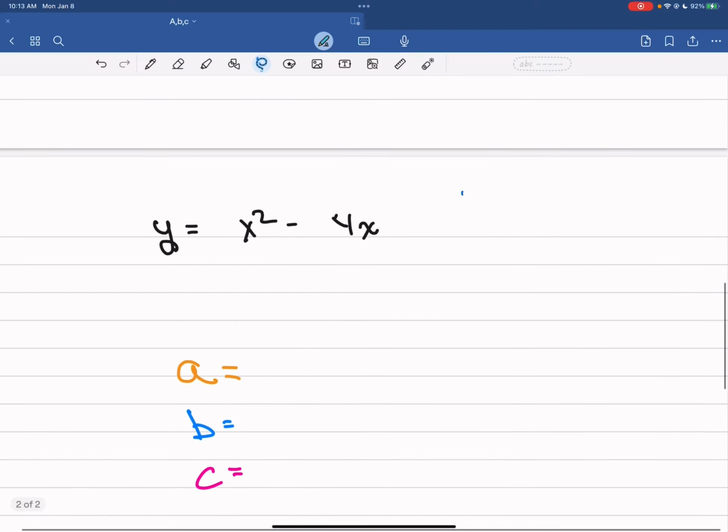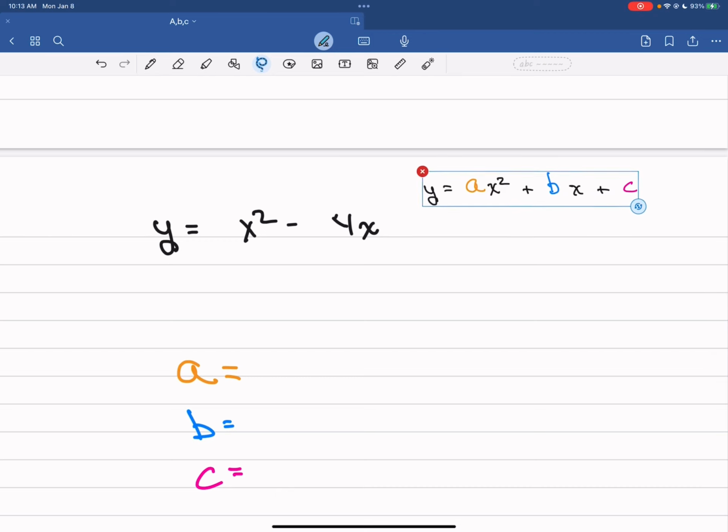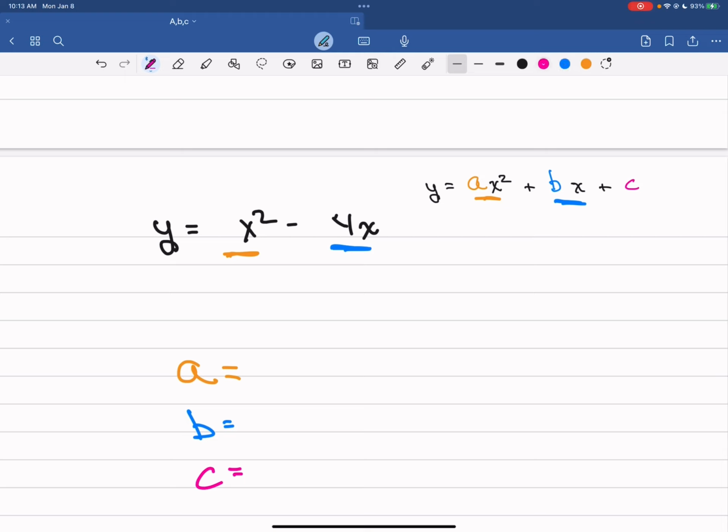So if we look at our template, I'll put it up here, our a value is in front of our x squared, our b value is in front of our x, and our c value is out here by itself. But we don't see a c value in this, right? So I'm going to rewrite this equation to something that you will recognize more readily, hopefully.